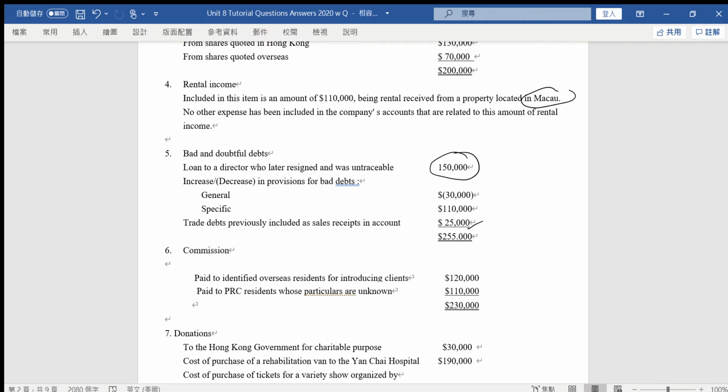Then about the commission, by looking at this one we can find that there are two items. One is paid to an identified overseas resident for introducing clients, so this is allowed to be deducted. But for the second one, because the agent is not disclosed and unknown, this 110,000 will not be allowed to be deducted, and we should add back this 110,000.